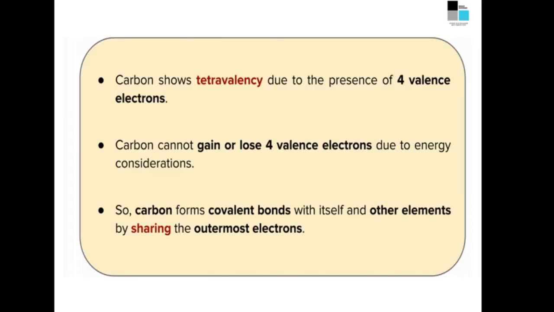Let us take a recap slide. This is a recap slide, or just a revising slide. Carbon shows tetravalency. Why does carbon show tetravalency? Because of the presence of 4 valence electrons in it. Next, carbon cannot gain or lose those 4 electrons because of energy considerations. And we already talked about how carbon forms covalent bonds with itself and other elements by sharing its outermost electrons.